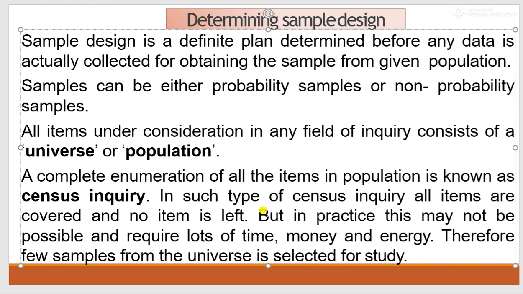But in practice, this is not possible because it requires a lot of time, money and energy, and therefore a few samples from the universe are selected for study. Means why are samples selected? Because it is very difficult to consider all the items which are present in the population. So for that matter, you have to take a sufficient number of items for study, and that is known as sampling.